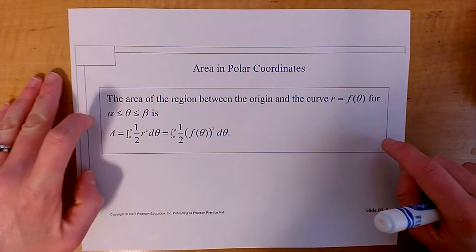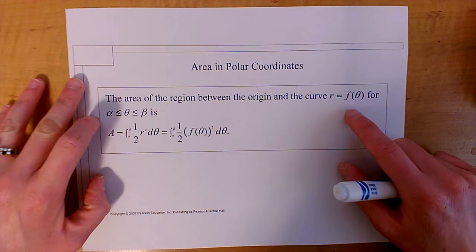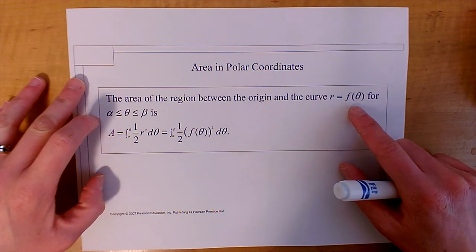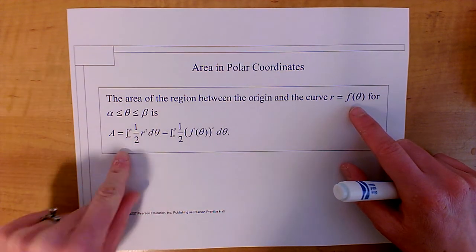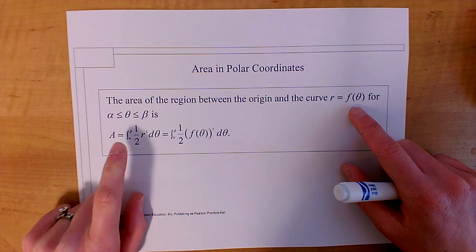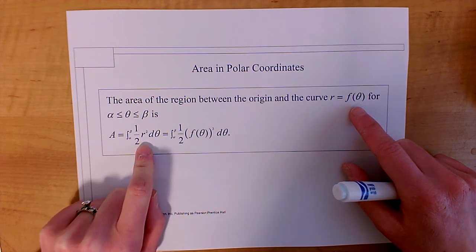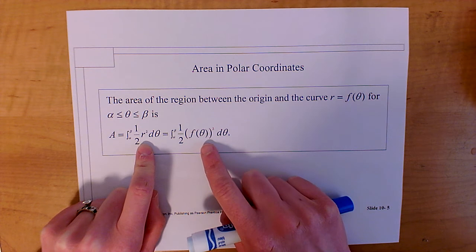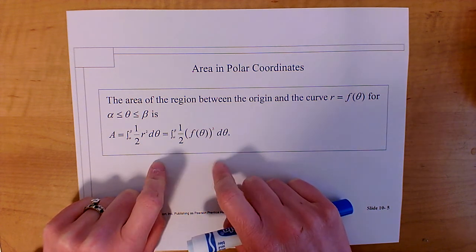Okay? So we've got this formula, the area in polar coordinates. So let's say you're trying to find the area between the origin and the curve, which is some function of theta, between two angles alpha and beta. It's going to be the integral from alpha to beta of 1/2 r squared d theta. And r, remember, is the same thing as the function of theta. So the other way that you could think about this is the integral from alpha to beta of 1/2 of the function of theta squared, d theta.